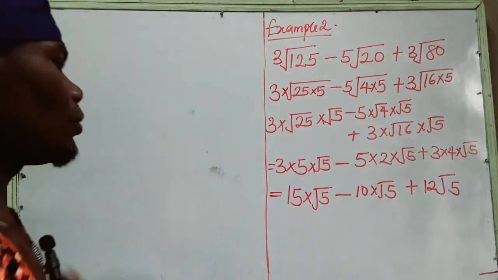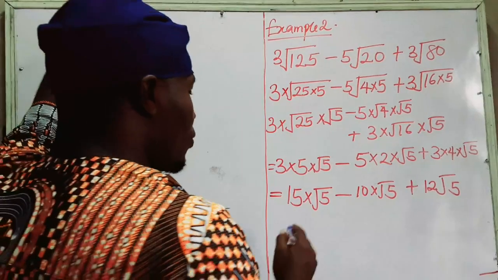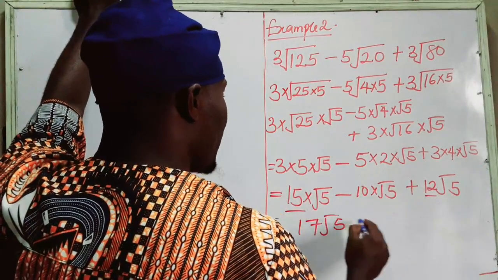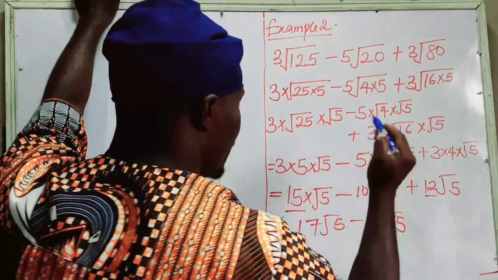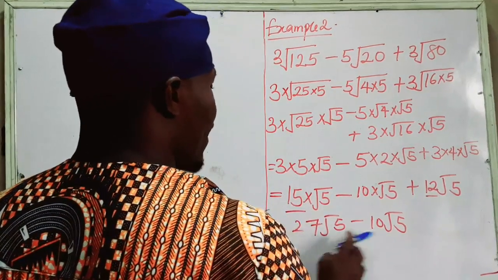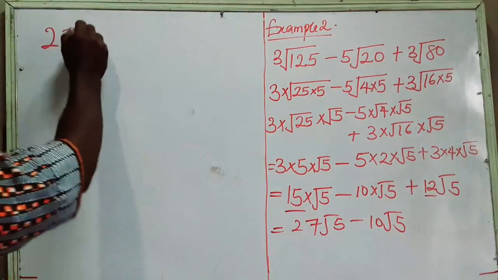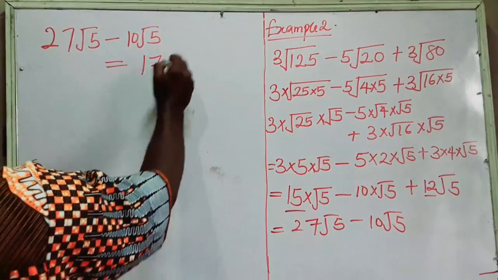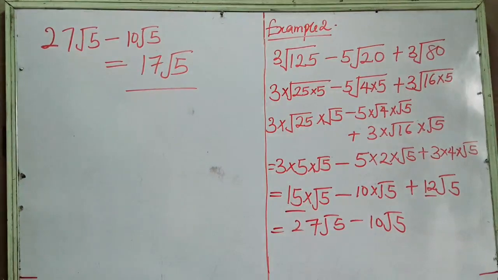So let's try to put the additions together and the subtractions together. 15 plus 12 will give you 27 root 5 minus 10 root 5. And 27 root 5 minus 10 root 5 will give you 17 root 5. So telling us that 3 root 125 minus 5 root 20 plus 3 root 80 will surely give you 17 root 5.